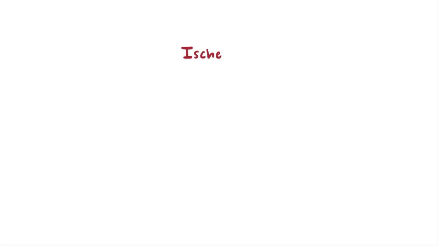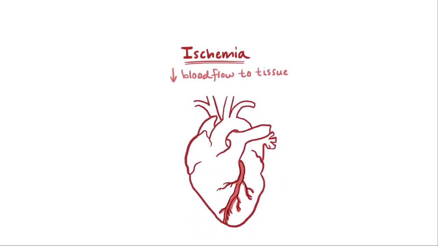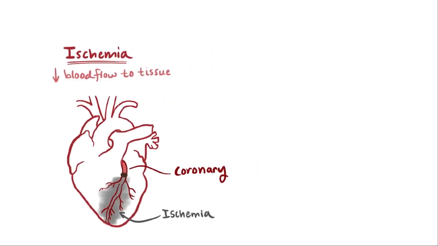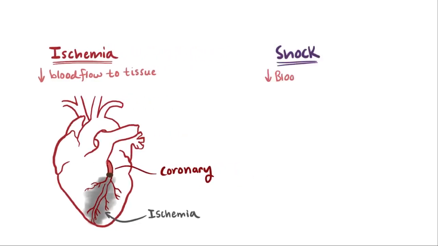So when we talk about ischemia, we're usually talking about this lack of blood flow to a specific area of tissue. So maybe like with a heart attack, a coronary artery in the heart that supplies the left ventricle with blood gets blocked. So that localized area of heart tissue doesn't get enough blood and oxygen, and that damage is localized to that left ventricle. Shock is like ischemia, but on a global scale.